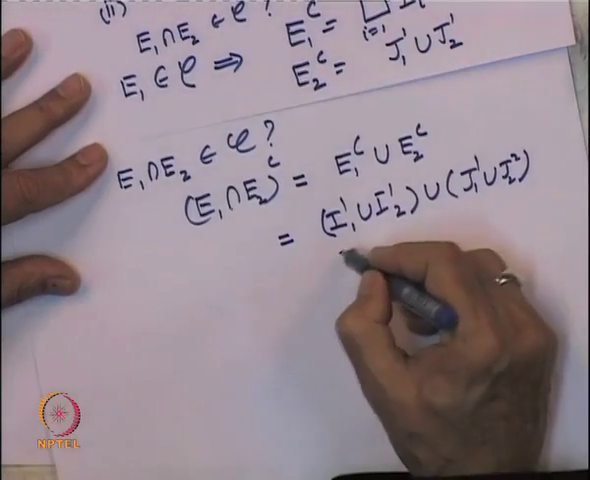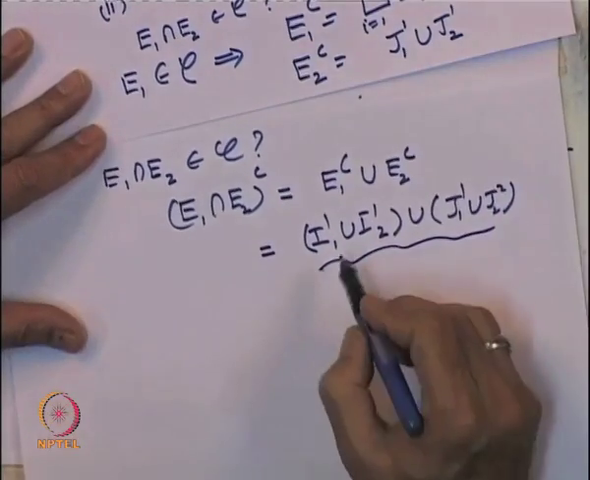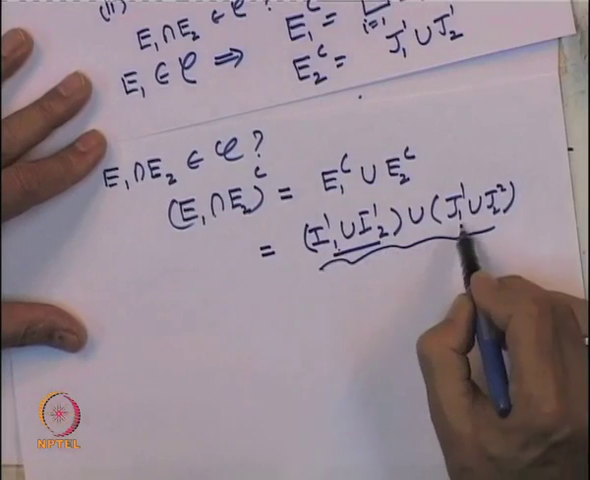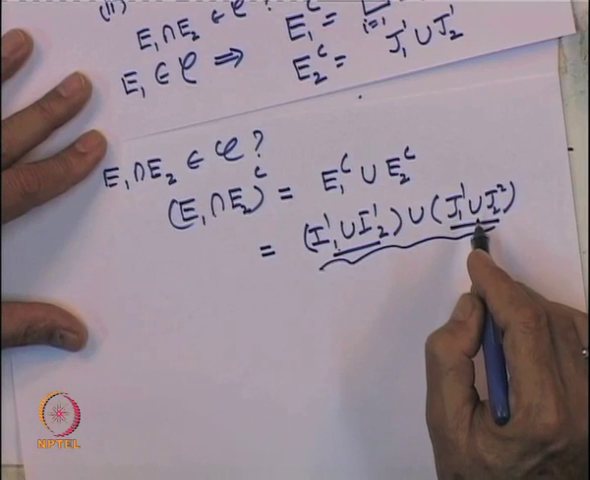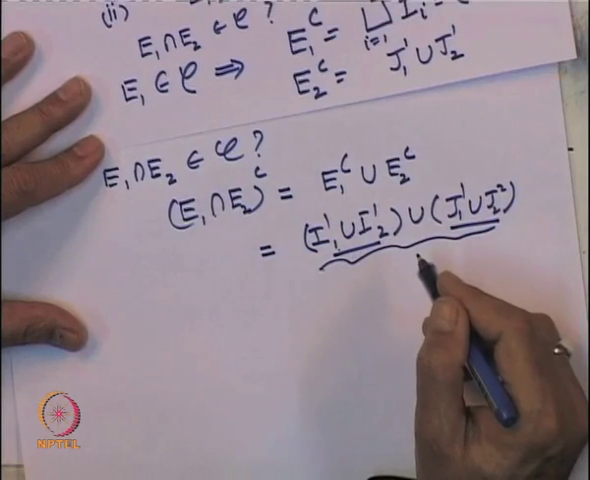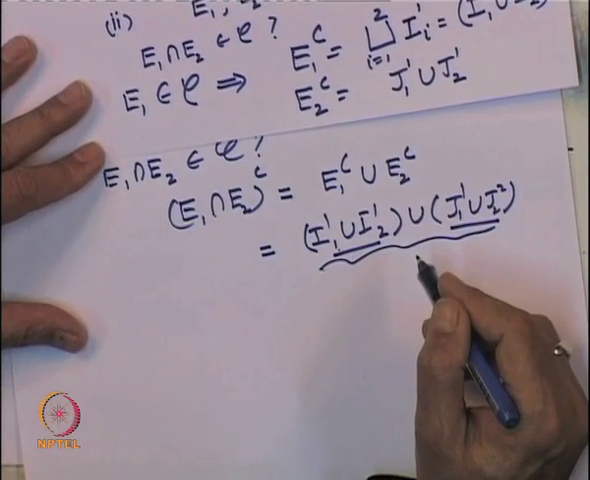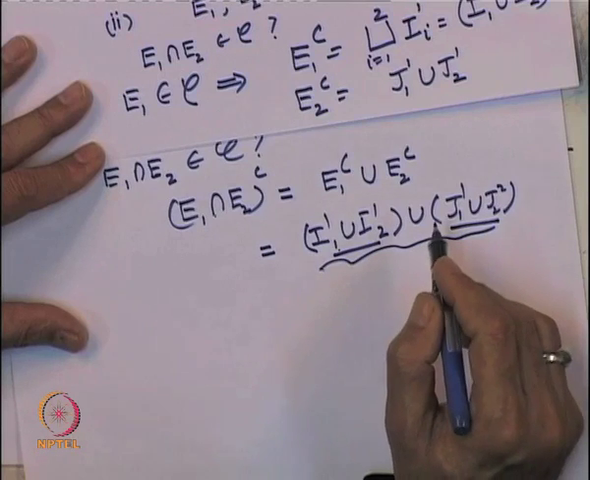Now, from here, these two are disjoint, these two are disjoint, but all of these four may not be disjoint, right. So, this set of ideas seems not leading us to a claim that F is an algebra of subsets of X. So, let us modify our arguments.